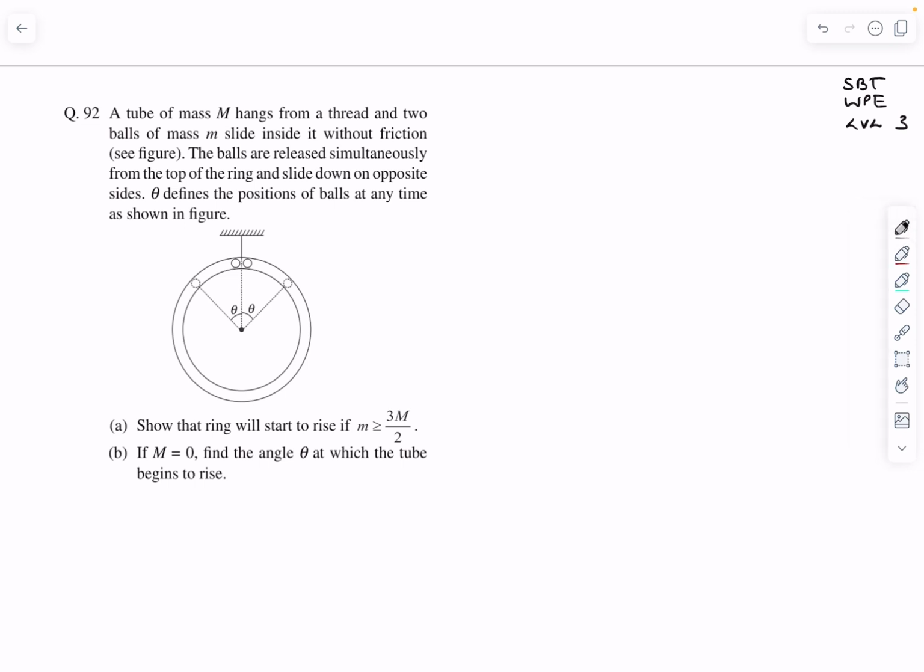So in today's video, we'll take up two problems from SBT. The first question is from the chapter Work, Power and Energy, and this is question number 92.